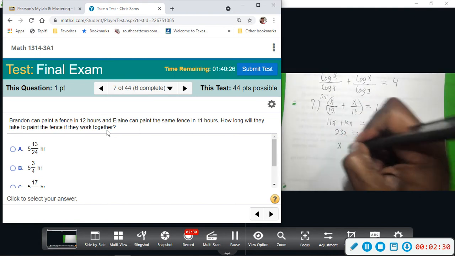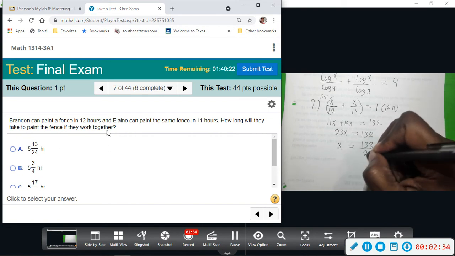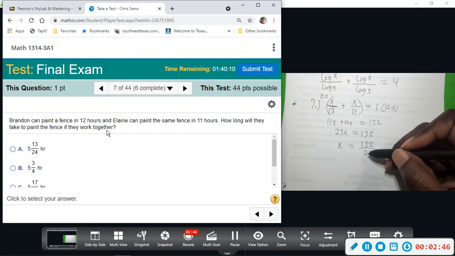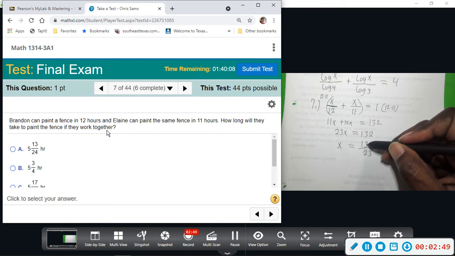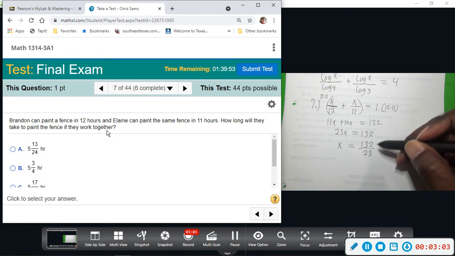So then we get x equals 132 divided by 23. And then we actually have to reduce and simplify this. So 23 will not go into 13. 23 will go into 132, 115, that'll be too much, so 5 times.